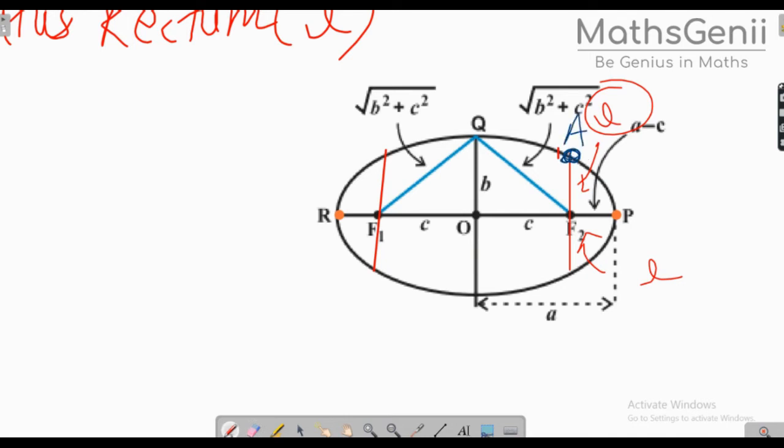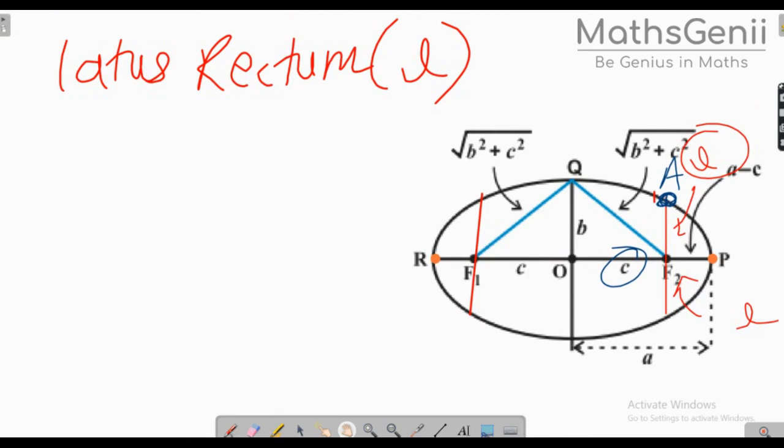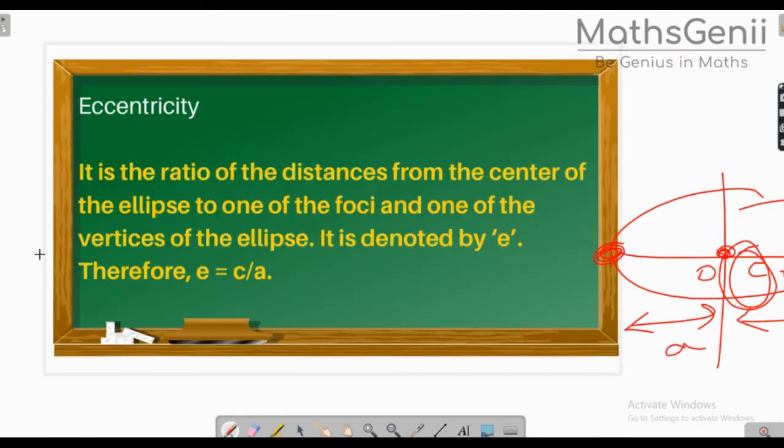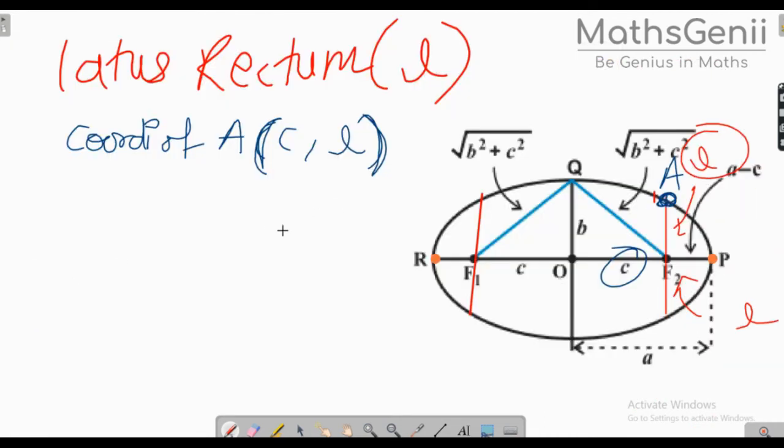What will be the coordinates of A? This L and this C. So coordinates of A is going to be C comma L, correct? Because the x distance is C and the y distance is L. Okay. Now, what did we see on the previous slide? What is the formula of E? C upon A. This is the formula of eccentricity. Instead of C, can I write A into E?